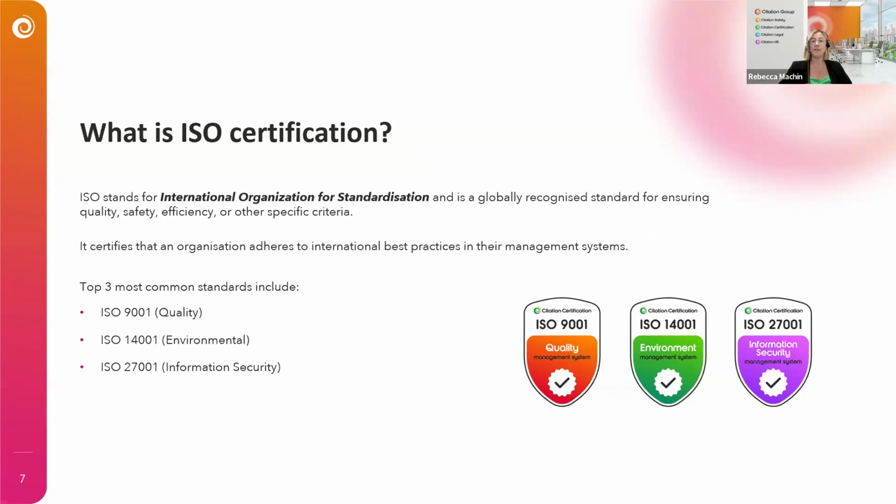ISO certification is an internationally recognized standard that verifies an organization adheres to best practices in areas such as quality, environmental management, and information security, as examples. The certification is awarded by a third-party certification body after a thorough audit. Standards like ISO 9001 focus on quality management, while others like 14001 and 27001 target environmental management and information security, respectively. It's essentially a stamp of approval showing your customers and partners that you meet global standards.